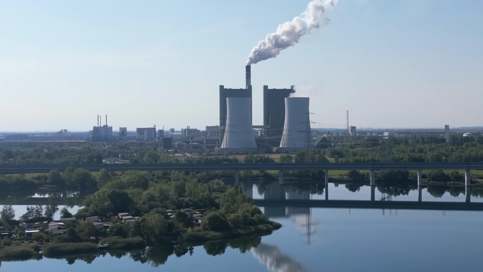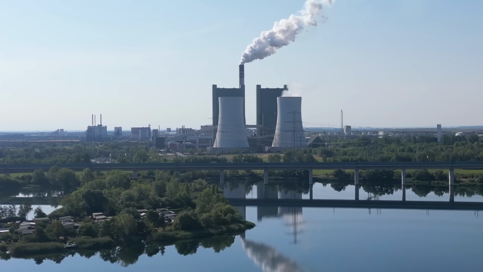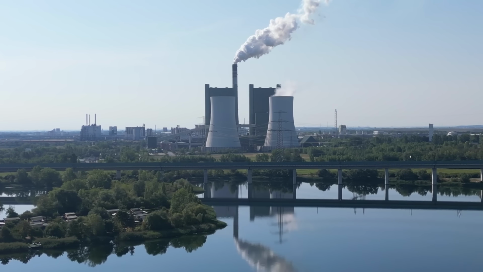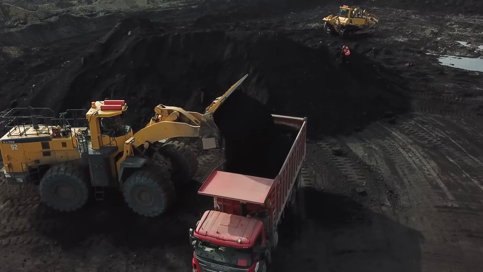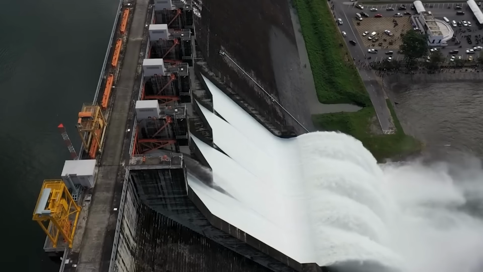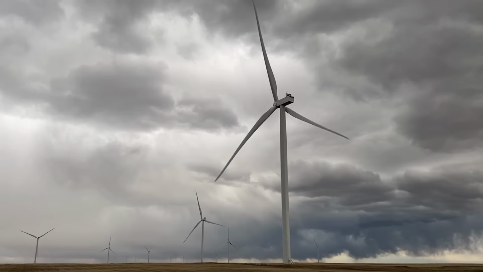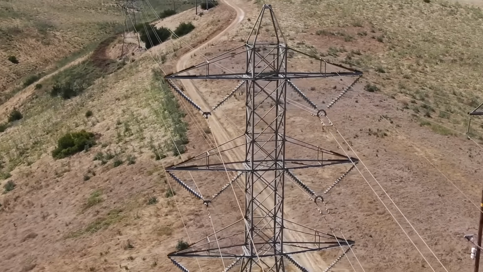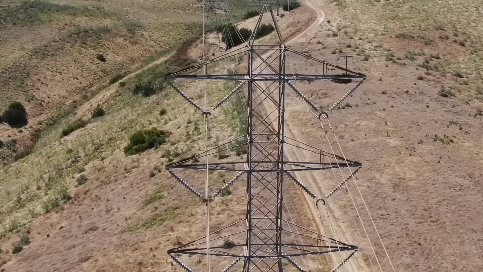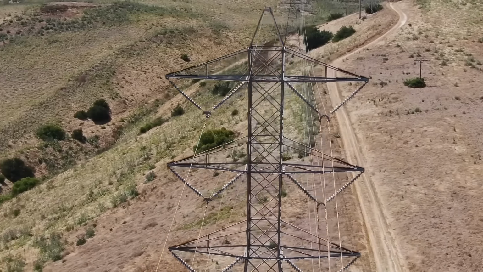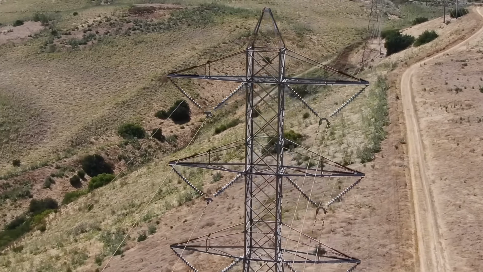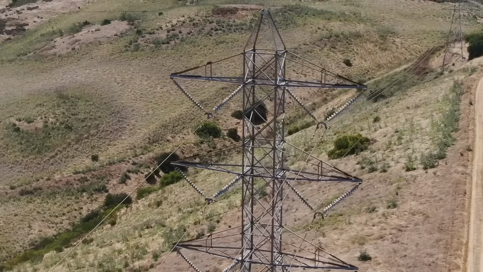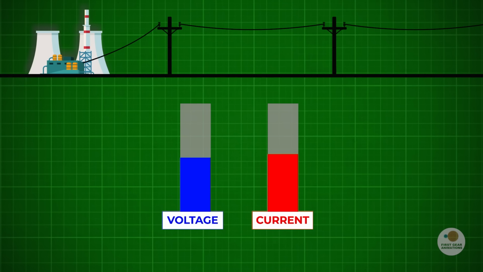Our power generating plants are usually located far outside the cities, near fossil fuel sources like coal mines, gas fields, river dams, or renewable energy sites. The electricity produced at these sites often has to travel hundreds of kilometers through transmission lines to reach the consumers. When transmitting electricity over long distances, there are only two practical choices. We can either transmit it at low voltage and high current, or at high voltage and low current.